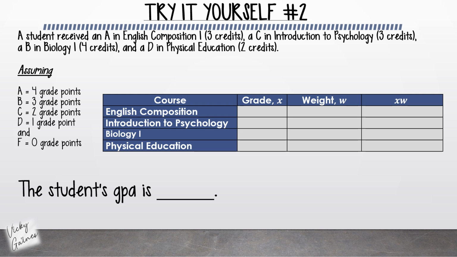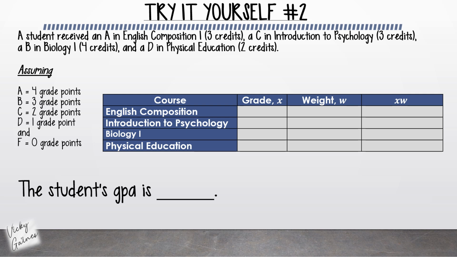Try yourself 2 is weighted mean, just a little bit different. A student received an A in English Composition 1, which is a 3-credit class, which in college means the class is going to meet 3 hours a week. They have a C in Introduction to Psychology, which is also a 3-credit class. They got a B in Biology 1, that's a 4-credit class, and a D, boo on you, how can you get a D in Physical Education?